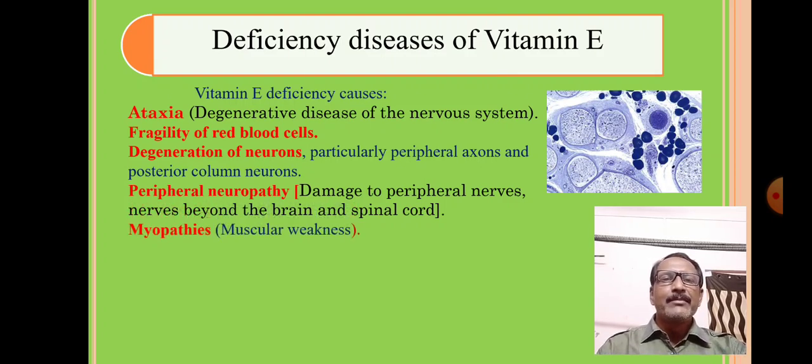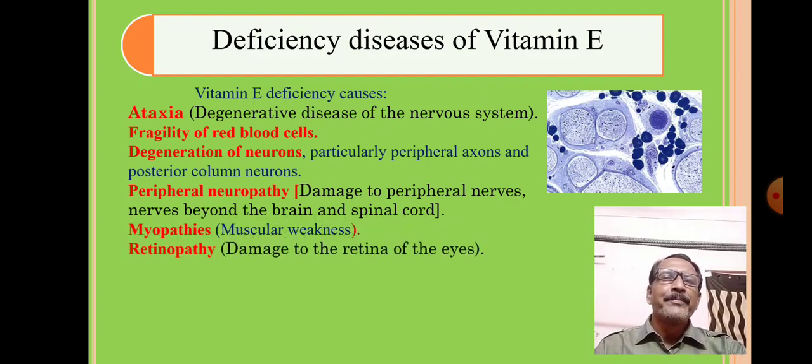Myopathies, that is muscular weakness. This is a very important disease which is caused by the deficiency of vitamin E. Fragility of red blood cells and muscular weakness, peripheral neuropathy, degeneration of neurons, ataxia. These are all important diseases caused by deficiency of vitamin E.